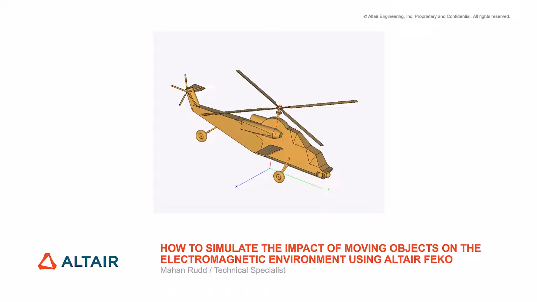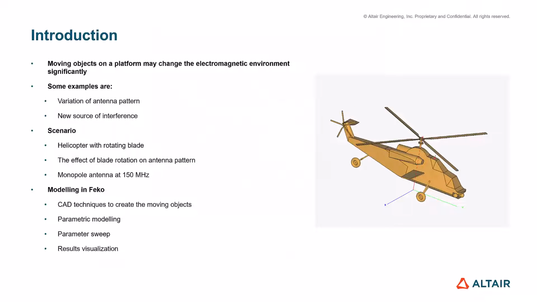In this short video, I'm going to show you how to simulate the impact of moving objects on the electromagnetic environment using Altair FEKO. Just a quick introduction about the scenario. Moving objects on a platform may change the electromagnetic environment significantly. Some examples are the variation of antenna pattern or introducing new source of interference.